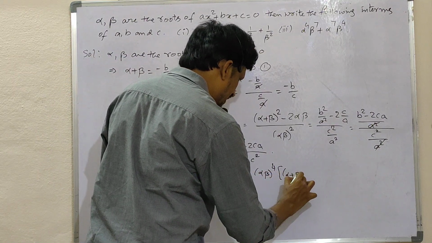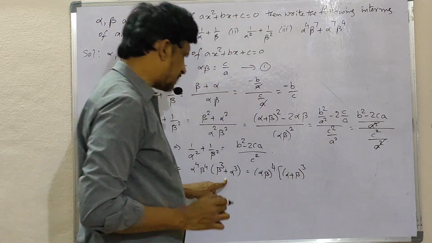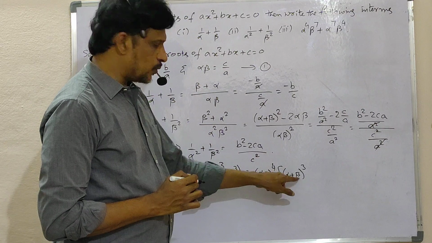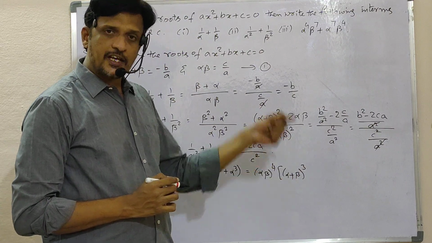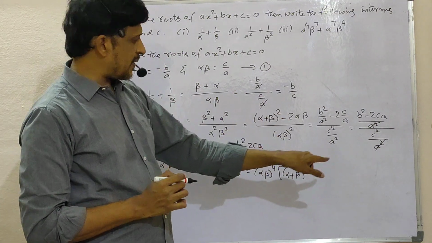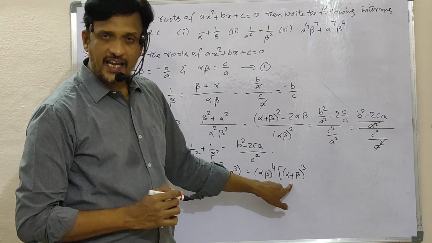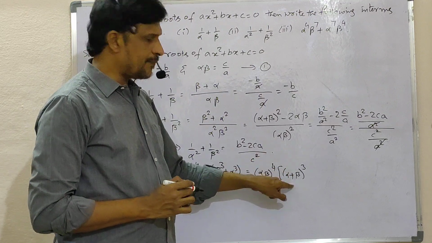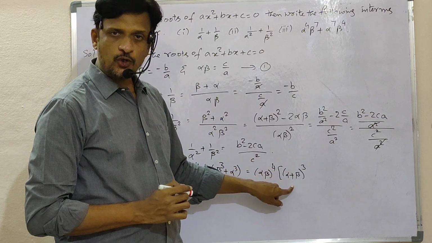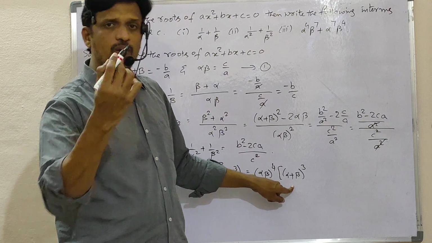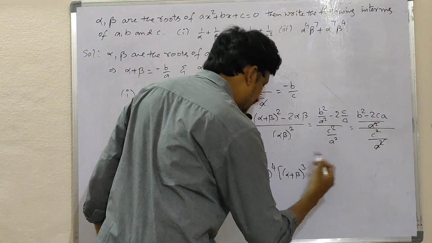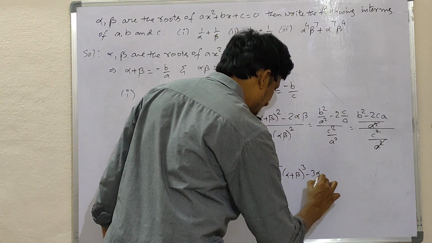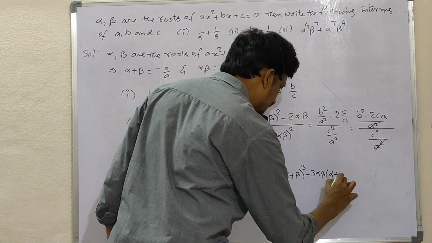Suppose if you write a plus b whole cube, here it is alpha plus beta whole cube. If you write alpha cube plus beta cube plus 3 alpha beta into alpha plus beta, you are getting it, because the expansion of a plus b whole cube is a cube plus b cube plus 3a square b plus 3ab square. In the simplified form the same will be a cube plus b cube plus 3ab into a plus b. That is why that minus 3ab into a plus b we have to subtract, that means minus 3 alpha beta into alpha plus beta.